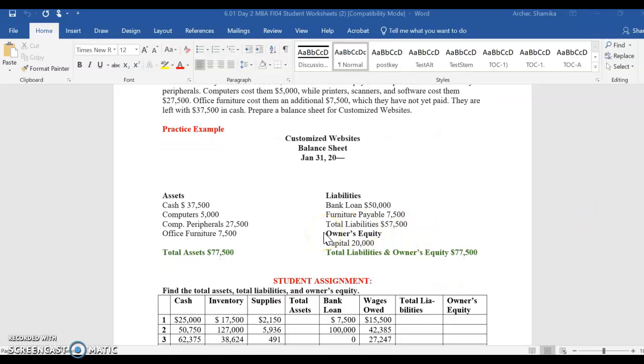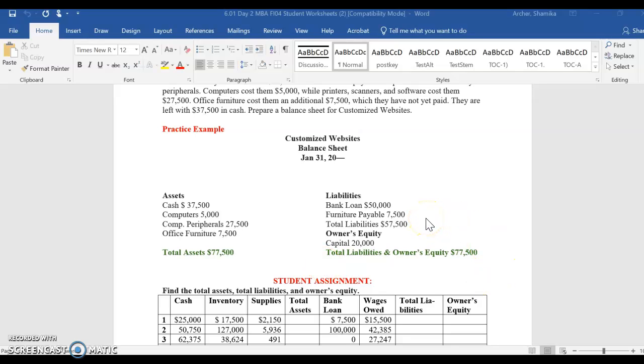Remember, assets are anything that is owned by the company. So cash is an asset. Computers and equipment is an asset. Computer peripherals is just another fancy name for some type of equipment, which is an asset. And then furniture is an asset in this equation also. They're totaling all of it up, and it comes to $77,500.